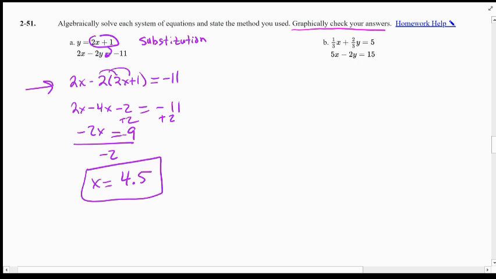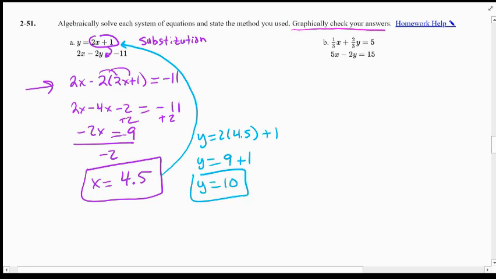I mean, it could just be 9 over 2 if you wanted to leave it as a fraction. That would be fine too. But in this case here, I'm going to plug in 4.5. So I'm kind of using substitution a second time to find my y value because I'm plugging in y equals 2 times my x value, which is 4.5, plus 1. So y equals 9 plus 1. So I see my y value is 10.